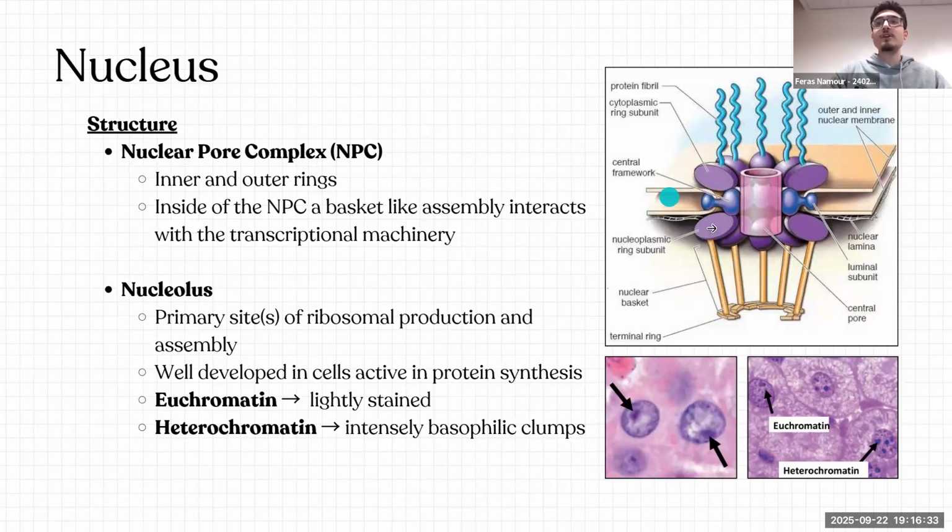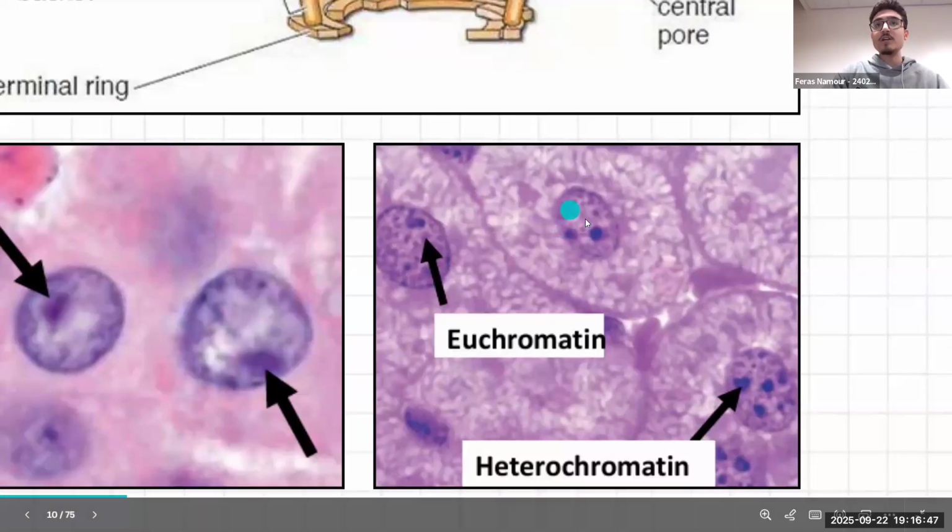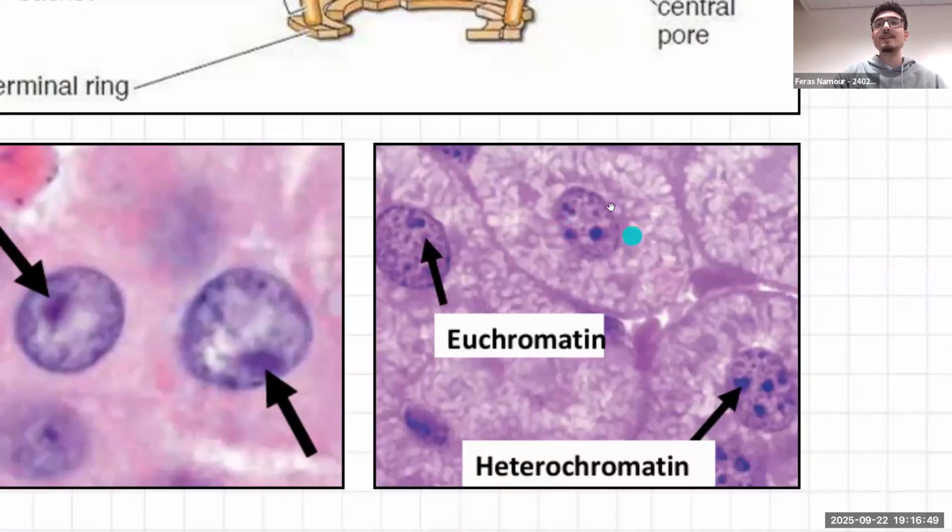Now it's assembled into inner and outer rings, but for the most part, you just need to understand that it interacts with the transcription machinery. Now, the most important part of the nucleus is the nucleolus. So inside this small circle again, we have the cell membrane, and inside the nucleus, we have foci, like small focuses of DNA. And this is what we call the nucleolus, all right?